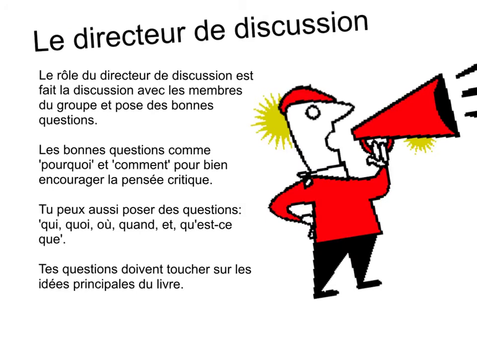Your role as the discussion director is to ask good questions to the rest of the group. Good questions are things like why and how, to encourage good thinking and critical thinking. You can also ask questions like who, where, when, and what. Your questions should touch on the main ideas of the book.